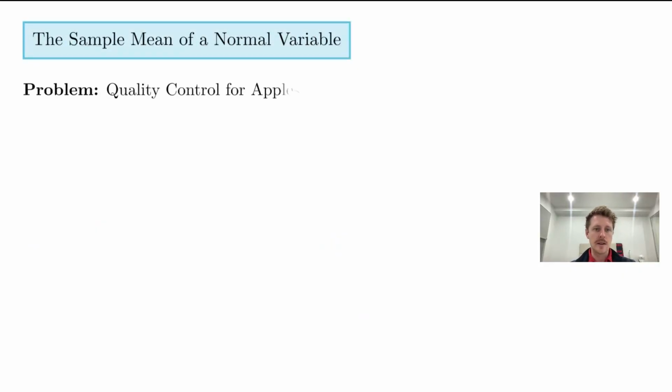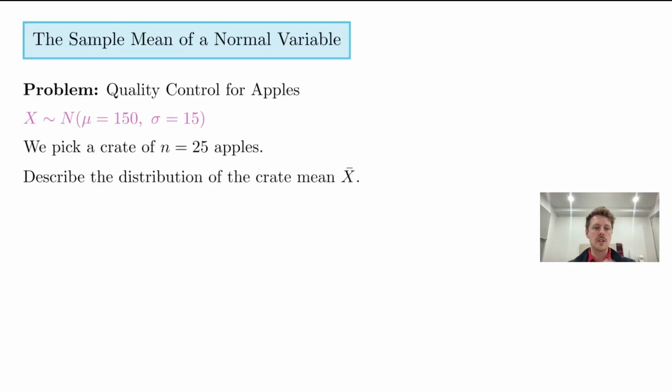We'll continue to look at that, and let's hone in on our apples. So here's our situation. Maybe you're in quality control, you work for the Apple company, and you're saying, firstly, that your apple orchard, X without the bar, is normally distributed with a mean of 150 grams for the weight of the apple, and a standard deviation of 15. And so we can pick a crate of n equals 25 apples, like we were talking about. And then our job is to describe the distribution of the crate mean. What does that look like?